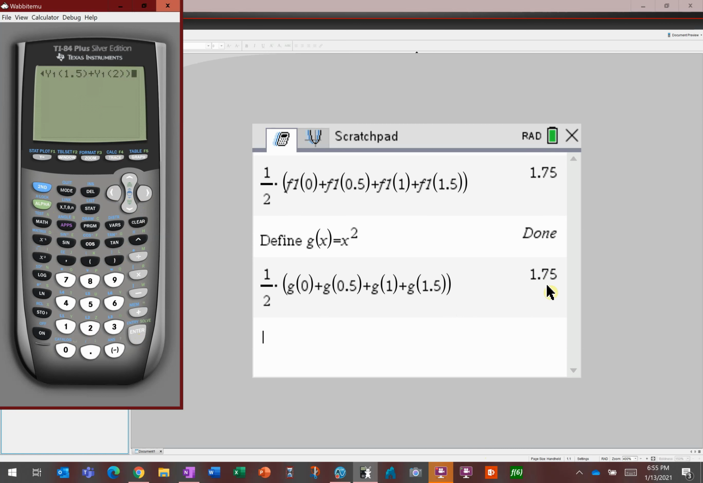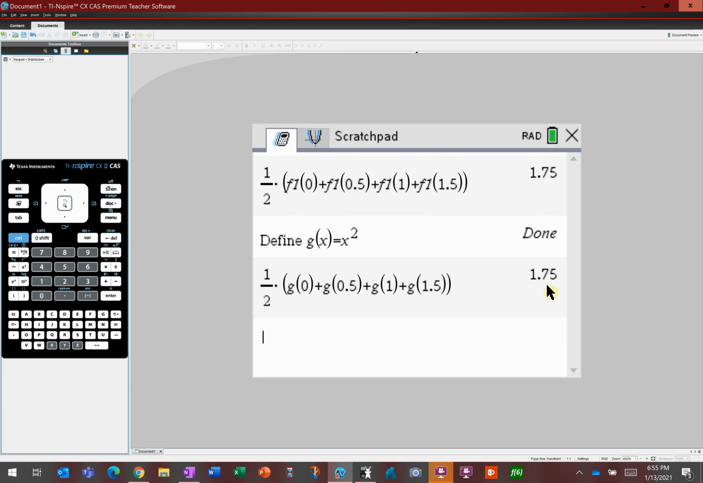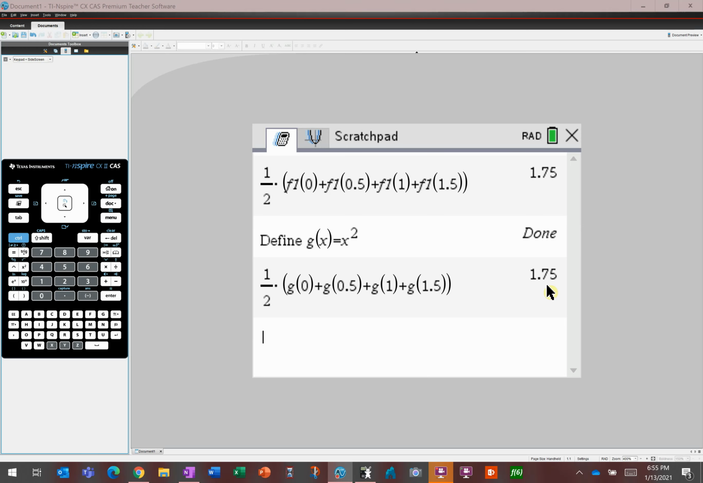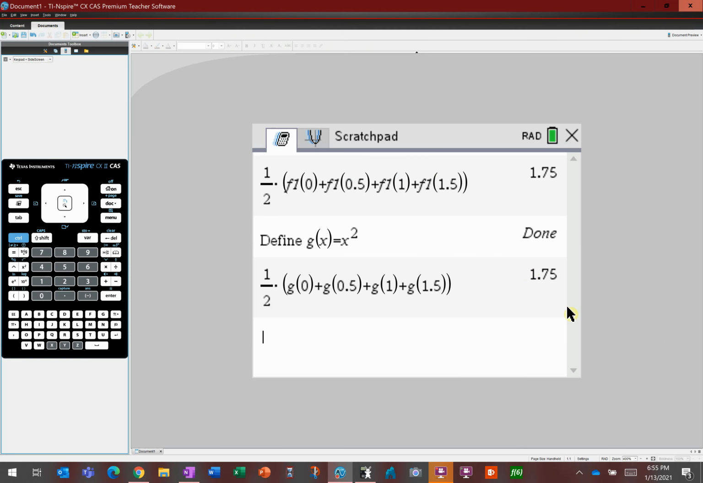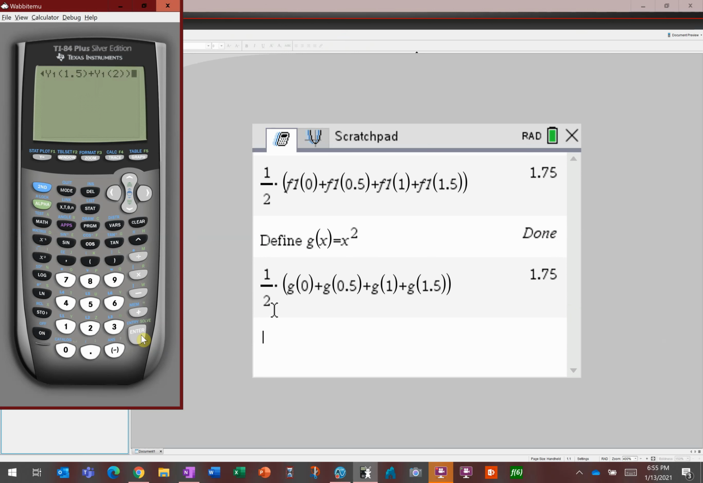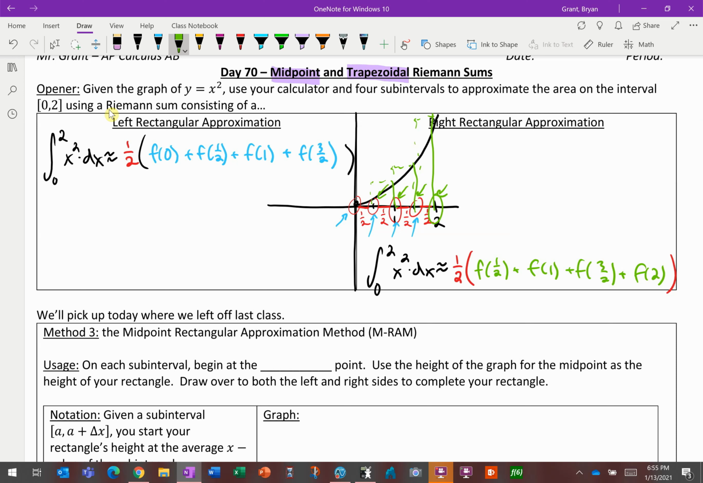Is this going to be smaller or larger than 1.75? Well, jumping back here to our graph, this is an increasing function, and we're doing a right rectangular approximation. So if we do a right rectangular approximation, I think we can see that all of our rectangles will over-approximate. So this one is going to be too much. Whereas 1.75 was too little, this one I imagine should be larger than 1.75, and it is. It's 3.75. So two answers here. Left was 1.75, and the right was 3.75.